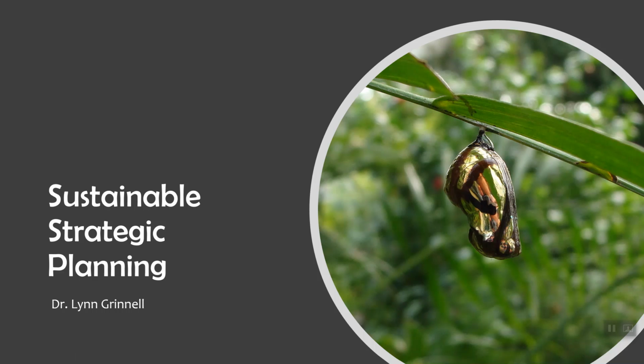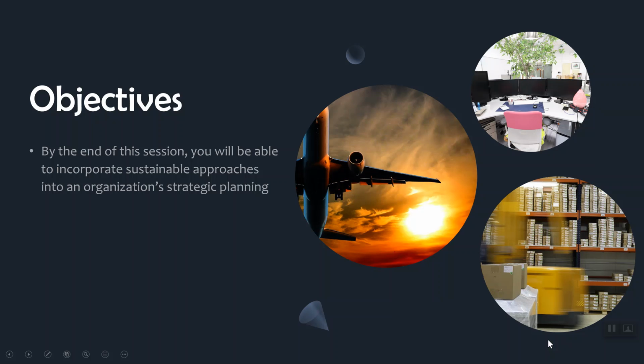I'm Dr. Grinnell. Today we're going to look at some sustainable strategic planning approaches. The purpose is to incorporate greener strategies into our planning so that we become a more sustainable and responsible organization. By the end of this session, you'll be able to incorporate sustainable approaches into an organization's strategic planning, including green to gold plays, backcasting, and scenario planning. Let's get started.